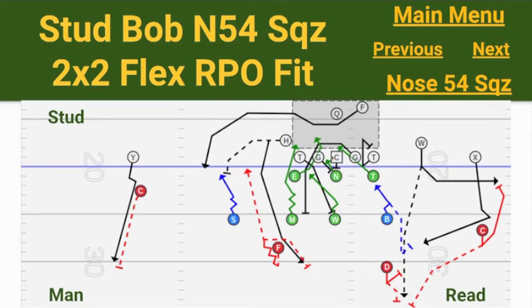The Mac and Will would not change their reads. They're still going to be able to play fast downhill, guard away, flow away. That Will is going to fit to the opposite A. It's closed by the nose. He can start scraping and playing underneath the block of the tackle and getting to the play side.